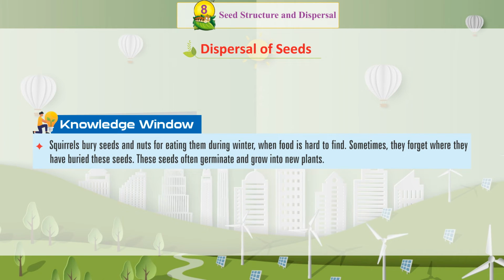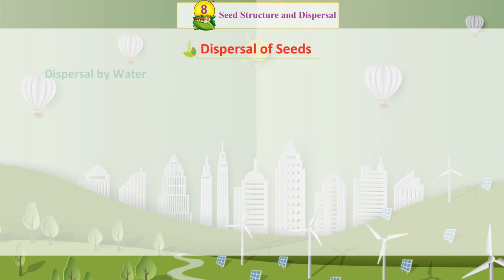Knowledge window. Squirrels bury seeds and nuts for eating them during winter when food is hard to find. Sometimes they forget where they have buried these seeds. These seeds often germinate and grow into new plants.